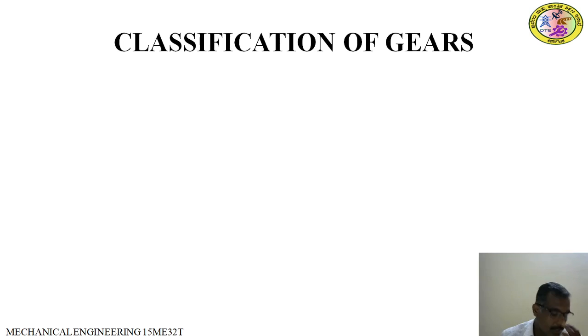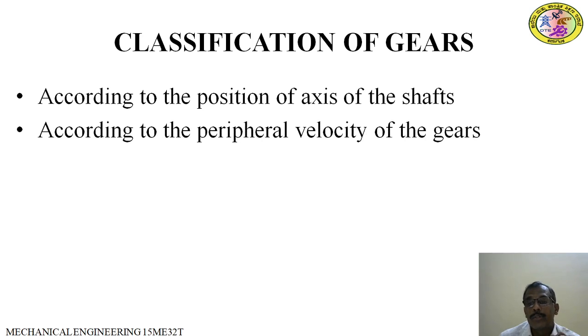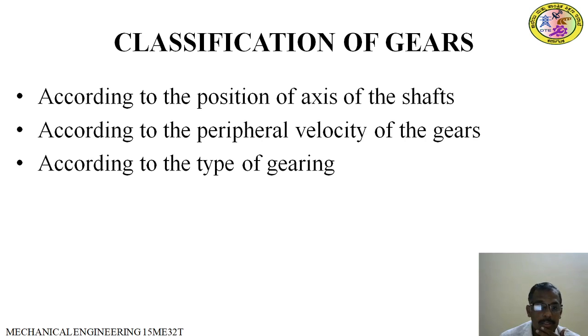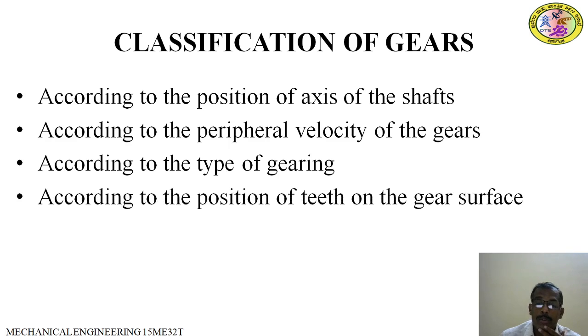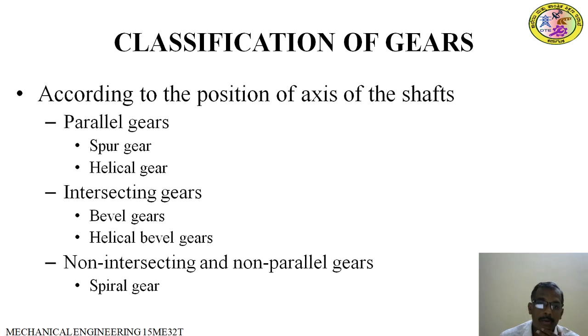Classification of gears. Gears are mainly classified into four categories. The first category is according to the position of the axis of the shaft. This is a very important one. Second, according to the peripheral velocity of the gears. Third, according to the type of gearing. Lastly, according to the position of teeth on the gear surface. These are the four classifications. Now we will see one by one.